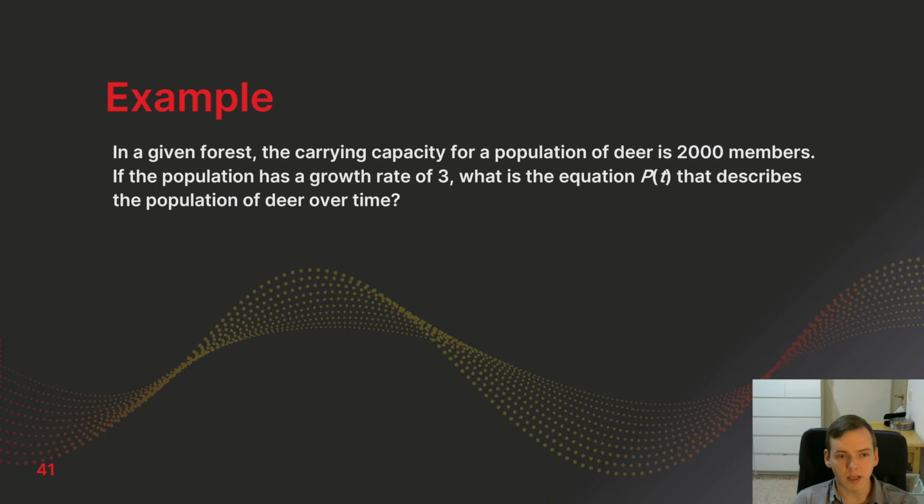A second example: in a given forest, the carrying capacity for a population is 2,000 members. If the population has a growth rate of 3, what is the equation P of t that describes the population of deer over time? Well, we don't know the initial population, but we can write the differential equation. dP over dt is going to equal r, which they said was 3, times P, times 1 minus P over K, which is 2,000.